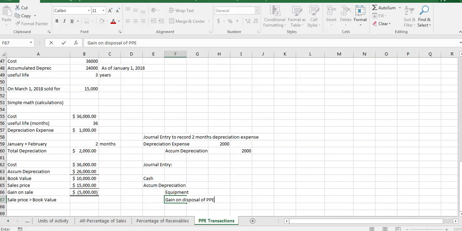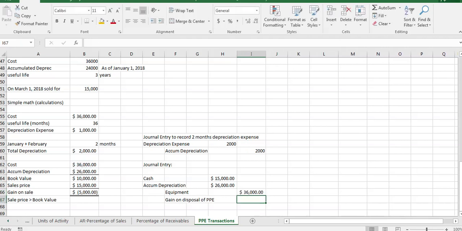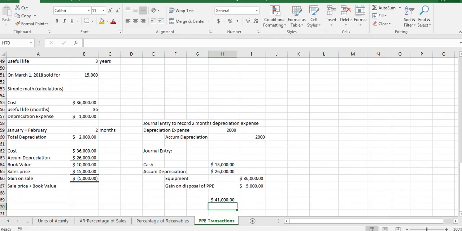Cash, we got $15,000. Accumulated depreciation, it is 26,000. The equipment, the original cost, the historical cost is 36,000. Remember that. Always you will take out the historical cost, and then you will get the 5,000 gain on sale. Let's add up the debit side and let's add up the credit side. Let me correct this formula for a second, and you will see debits equal credits.